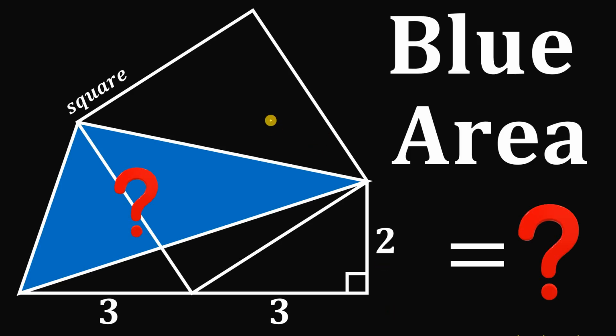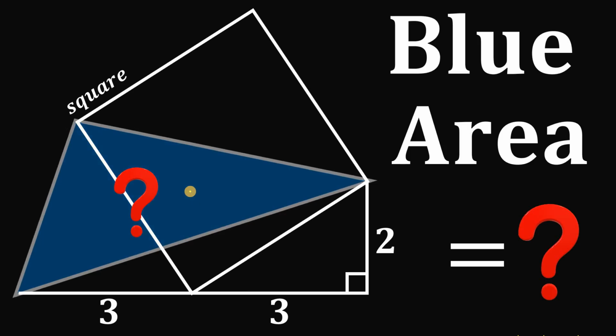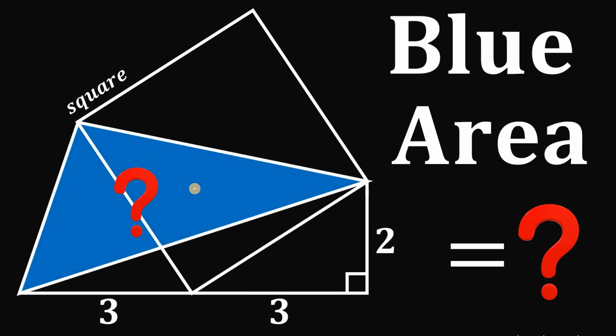This figure contains a square that is tilted a little bit and this blue triangle. Now the big question is, what is the area of this blue triangle? Now you can pause this video if you want to give this problem a try. Now suppose you paused this video. Now let's see if you got the correct answer.